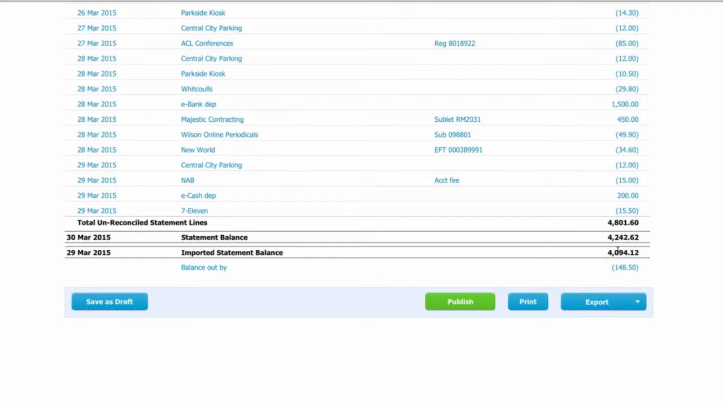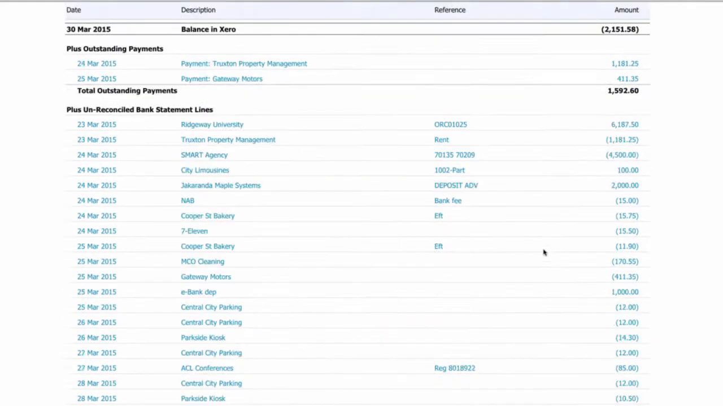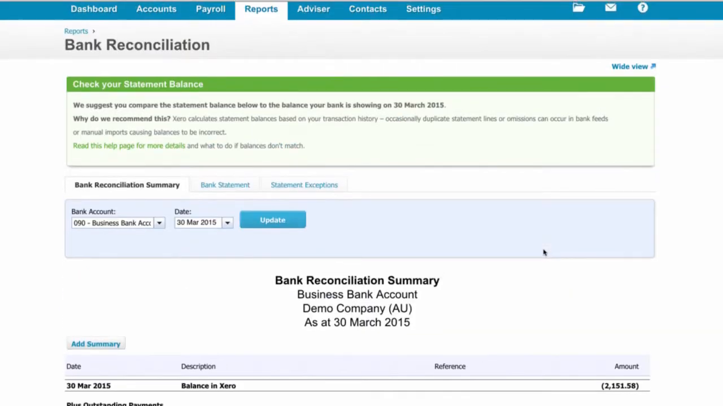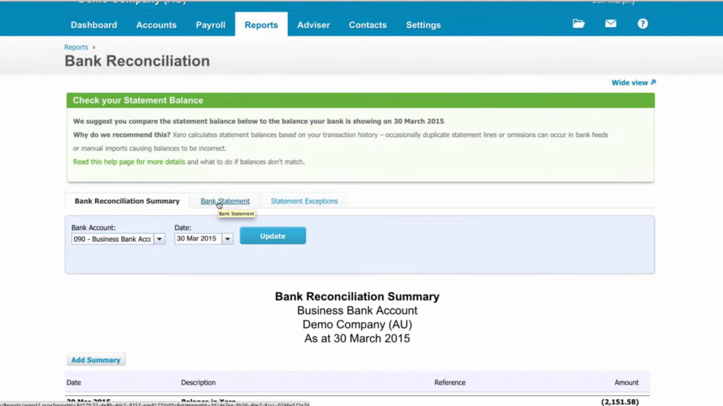It's here. But I don't teach people this as the only way to do it because many bank feeds don't give you that balance. So I don't even really focus on it at all because you can't use it in all cases. I'm going to show you how you do it in all cases, which is what we're here for. So let's go up the top here. The most important tab that I want to talk about today is the bank statement tab. So we've gone to the reconciliation report, we go to bank statement.